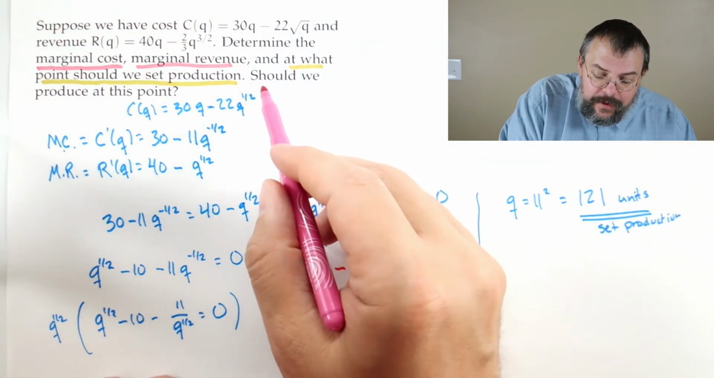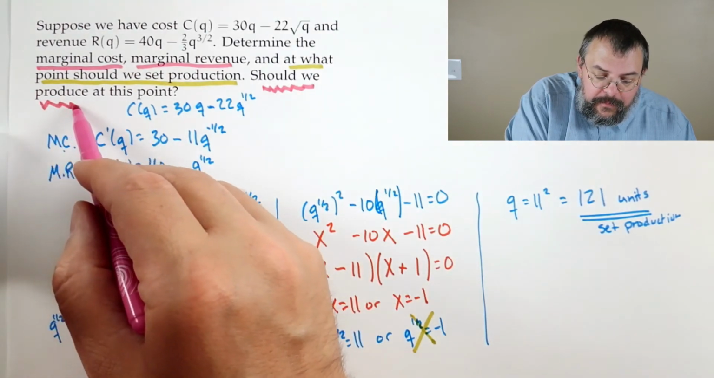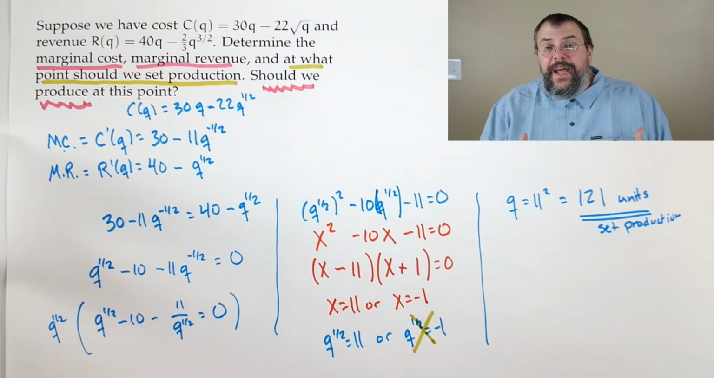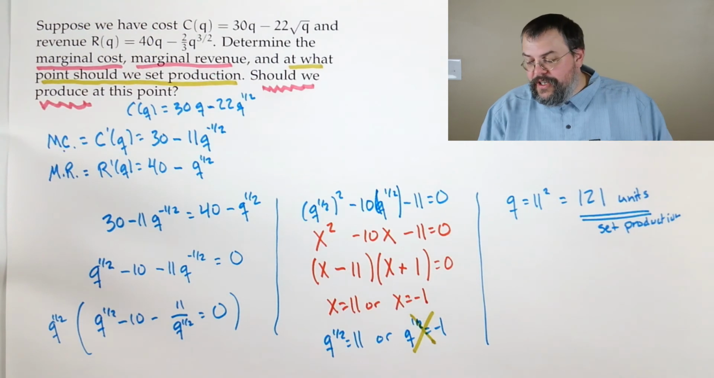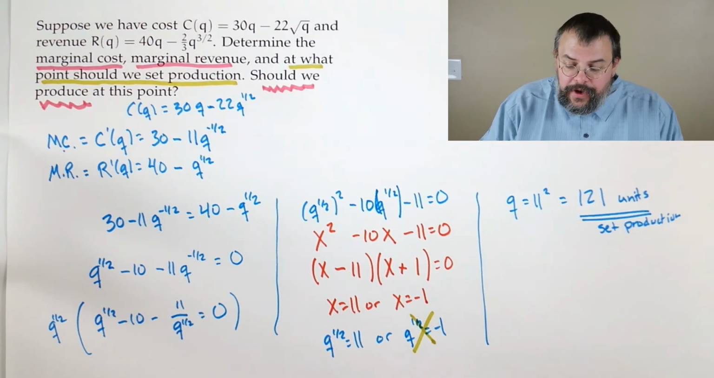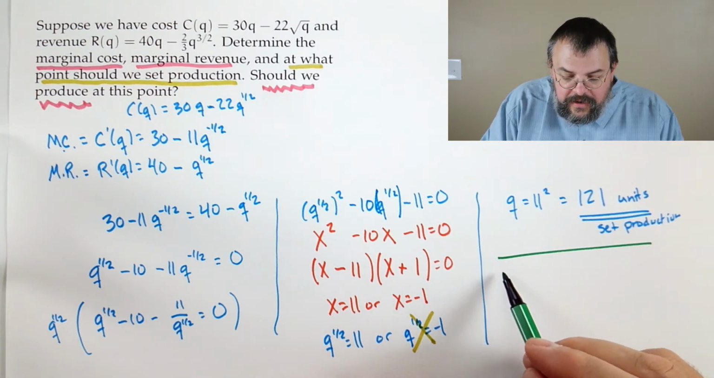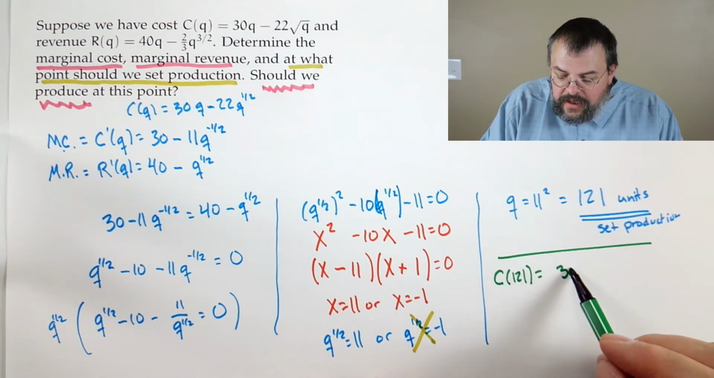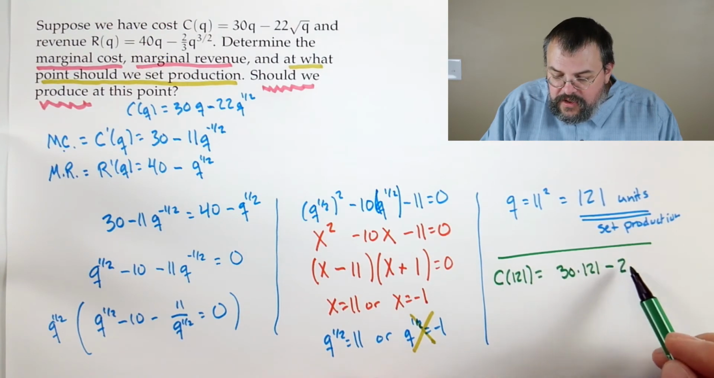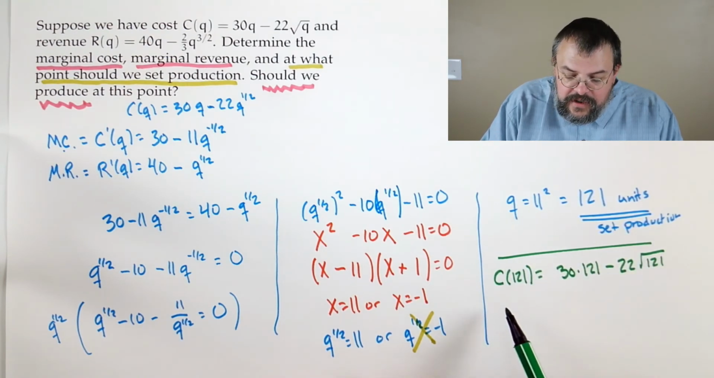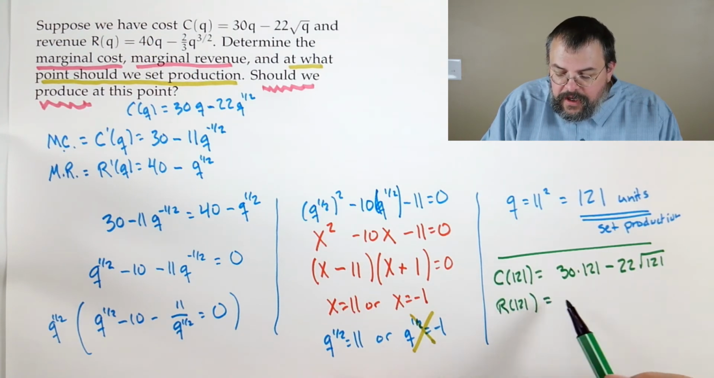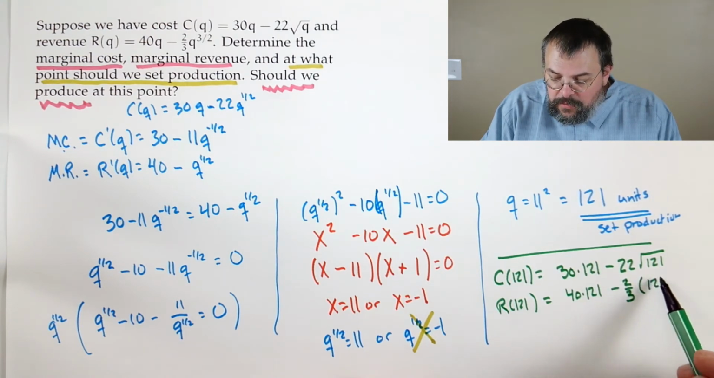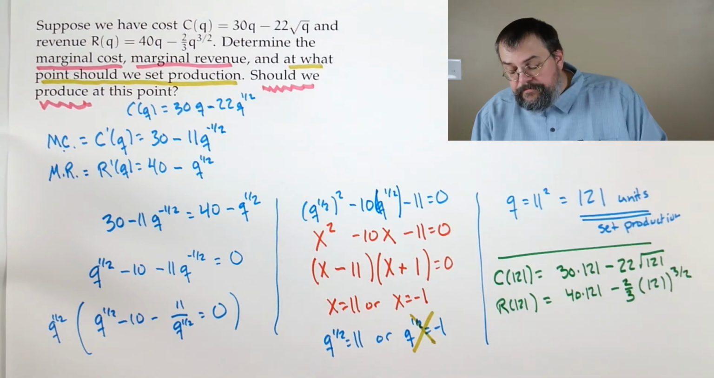In essence, what we've done is we found, in some sense, the optimal choice for a production level. The optimal level still may not be a good choice for us to do our production at. So how do we figure that out? Well, we quickly compute the cost. What's the cost of making 121 units? You would get 30 times 121 minus 22 times the square root of 121. What's the revenue of making 121 units? Well, that would be 40 times 121 minus 2/3 times 121 to the power 3/2.